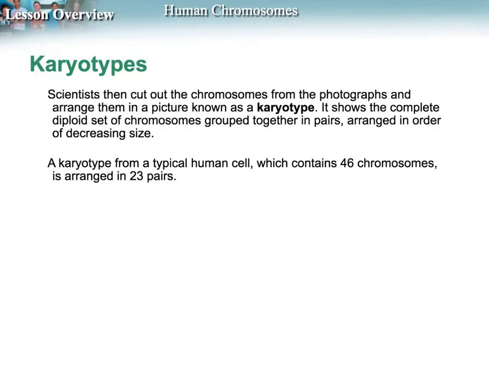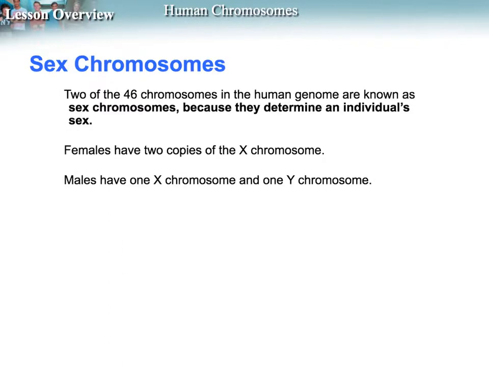A karyotype from a typical human cell, which contains 46 chromosomes, is arranged in 23 pairs. Two of the 46 chromosomes in the human genome are known as sex chromosomes because they determine an individual's sex. Females have 2 copies of the X chromosome. Males have 1 X chromosome and 1 Y chromosome.